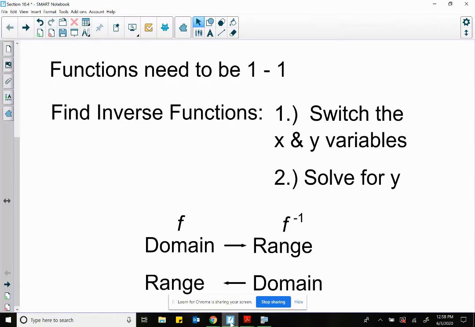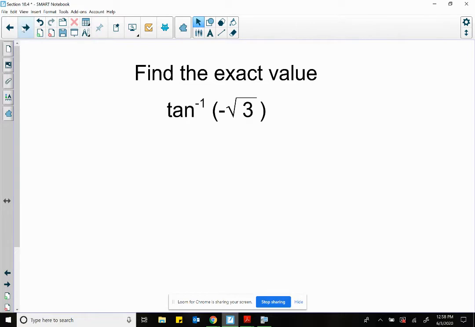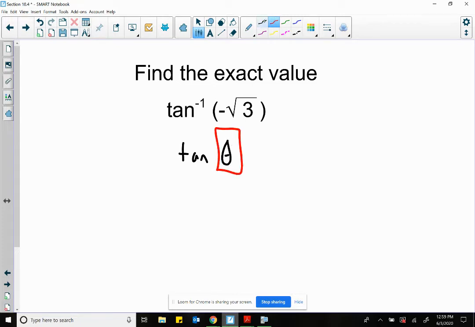All right. So that was a nice review. So let's talk about this information. They want you to find the exact value. So they want to know, what is the inverse tangent of negative square root of 3? Basically, what they're asking is, what is the angle, this guy right here, when tangent equals negative square root of 3? That's what they're asking.